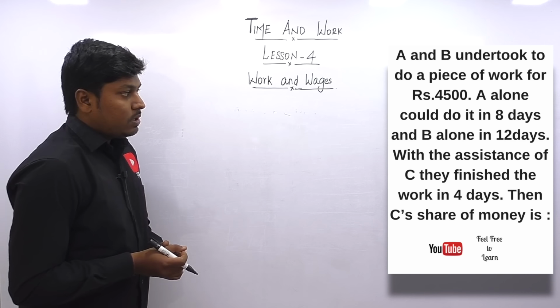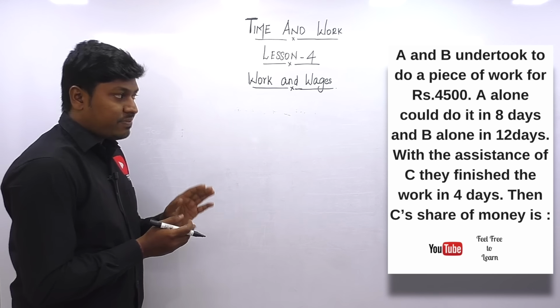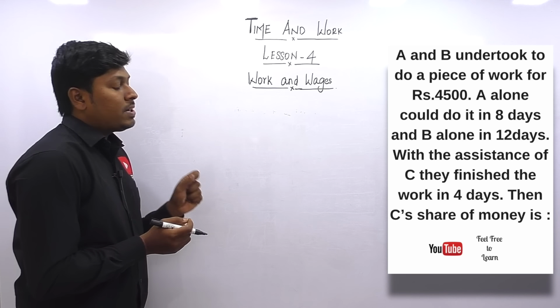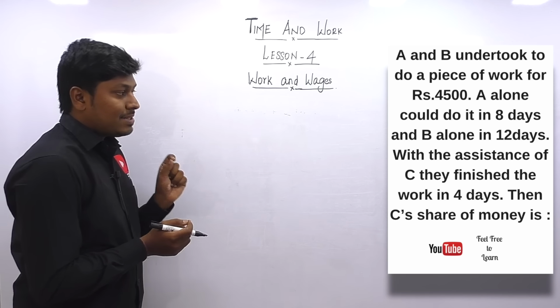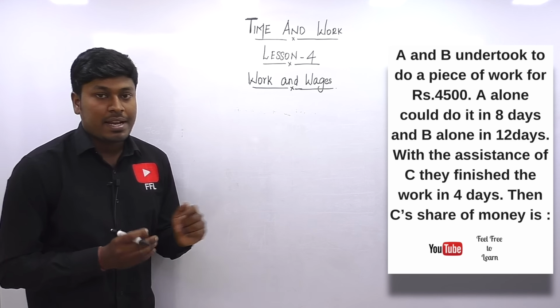Question number 2. A and B undertook to do a piece of work for rupees 4,500. A alone could do it in 8 days, whereas B alone can do it in 12 days. With the assistance of C, they finish the work in 4 days. Then the share of money for C is.